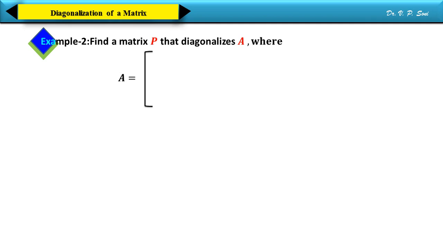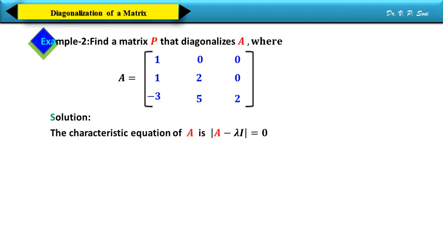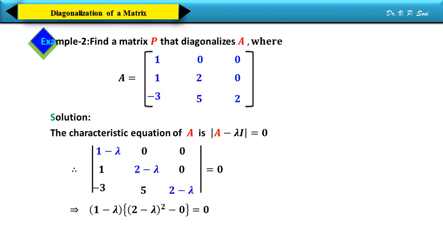Now example number 2. Find a matrix P that diagonalizes A, where matrix A has first row 1, 0, 0, second row 1, 2, 0, third row minus 3, 5, 2. Solution. The characteristic equation of the matrix A is the determinant of A minus lambda I equal to 0. Therefore the determinant whose first row is 1 minus lambda, 0, 0, second row 1, 2 minus lambda, 0, third row minus 3, 5, 2 minus lambda, equal to 0. Find the value of the determinant and put equal to 0.